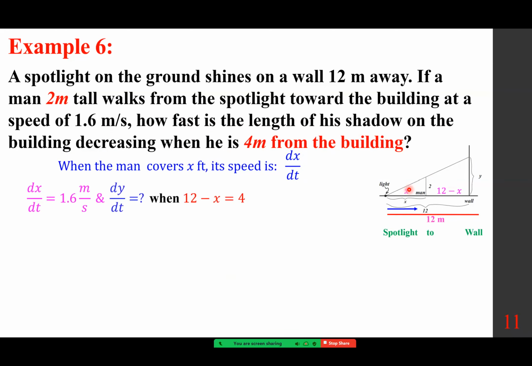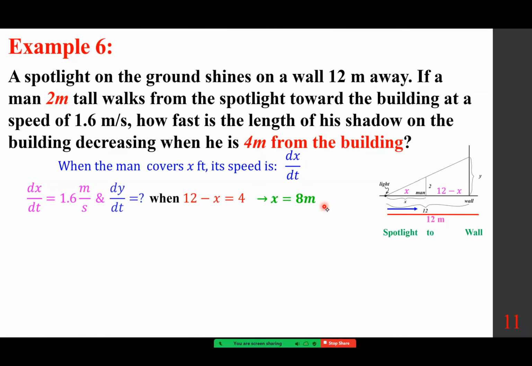Okay, so first, dx dt is 1.6 meters per second. dy dt is of interest to us, at the moment when he is 4 meters from the building, 12 minus x is 4. So this is the drawing. This is the translation of the question. Let's move on. First and foremost, just recognize 12 minus x is 4 means x must be 8. That's the first thing we should recognize.